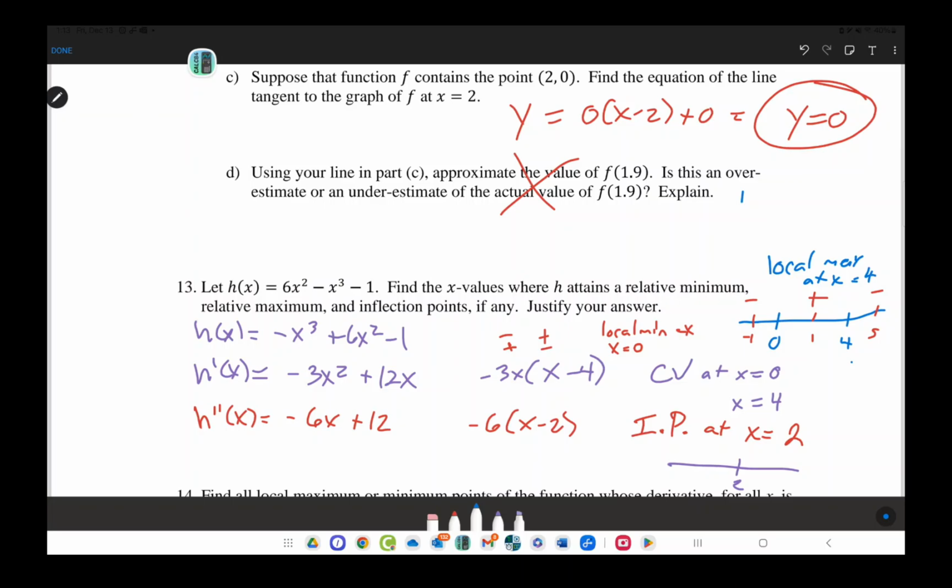All right. And then here, as long as you can state that your second derivative changes signs, then you know you have an inflection point. It doesn't matter what signs it changes. If the signs don't change, then you don't have an inflection point. Okay? So if you plug in, let's say, 0 and 3 into the second derivative, 0 would give me a positive, and 3 would give me a negative. So yeah, signs change. So inflection point at 2.